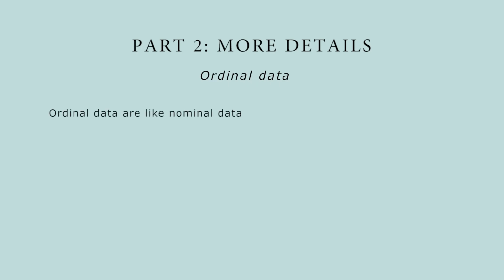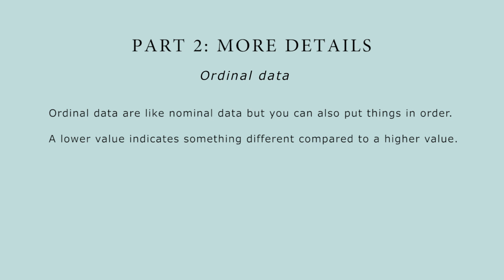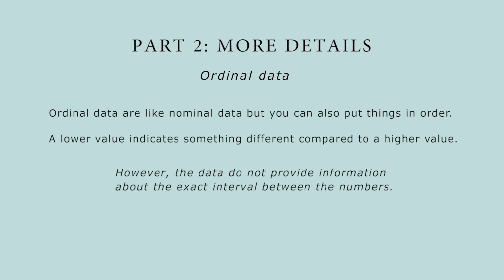Ordinal data are the same as nominal data, except that you can put things in order. A lower value indicates something different compared to a higher value. For example, a lower value means less of something compared to a higher number. However, the data doesn't provide any information about the exact interval between the numbers. For example, the difference between scale steps 2 and 3 is not necessarily the same as the difference between scale steps 4 and 5.